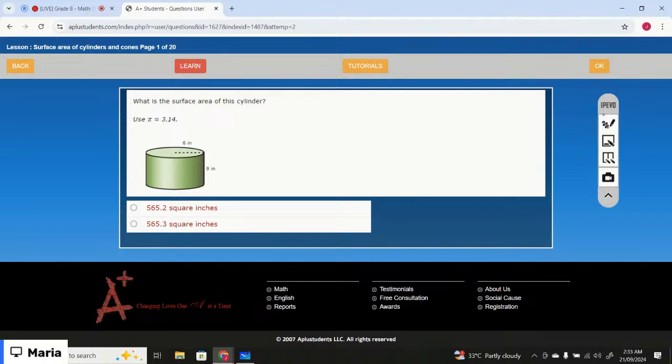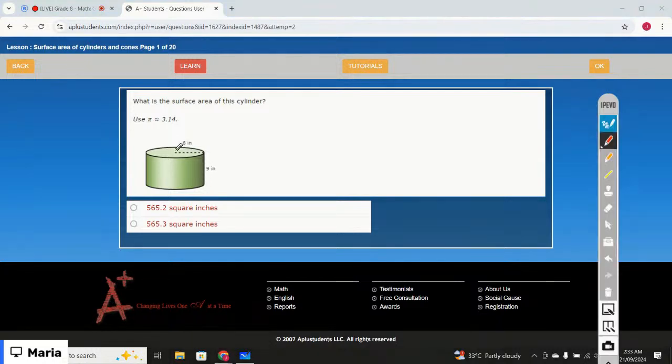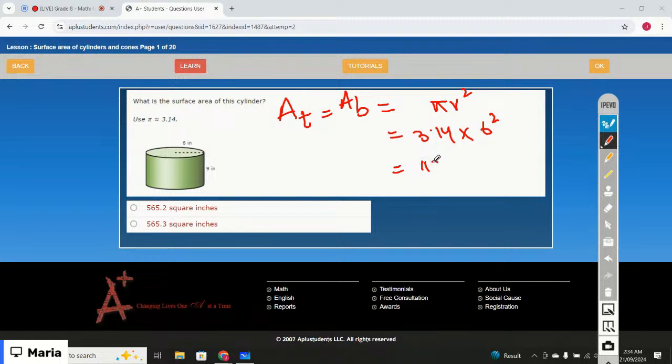What is the surface area of the cylinder, right? We are given the radius of the cylinder and the height of the cylinder. So the area of top and area of bottom are exactly the same. They are circular faces, right? You need to use the formula, that is pi r square. Pi is 3.14, r is 6 square. Let me just do the calculations. That is 3.14 times 6 squared, that is 113.04. That is the area of top and bottom.